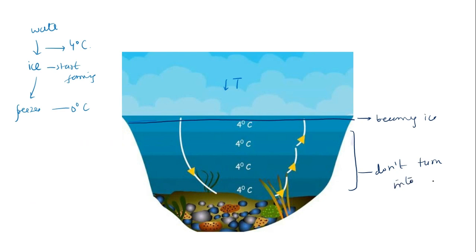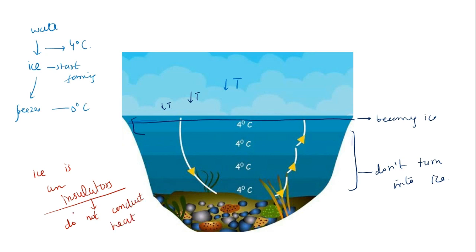Now, the question here is that if the temperature is getting lower and lower, and the upper layer has completely turned into ice, so why don't the lower layers of the water turn into ice? It's because of a very special property of ice, and that is ice is an insulator. Now, if you remember from your previous years of study, insulators are the substances that do not conduct heat or electricity.